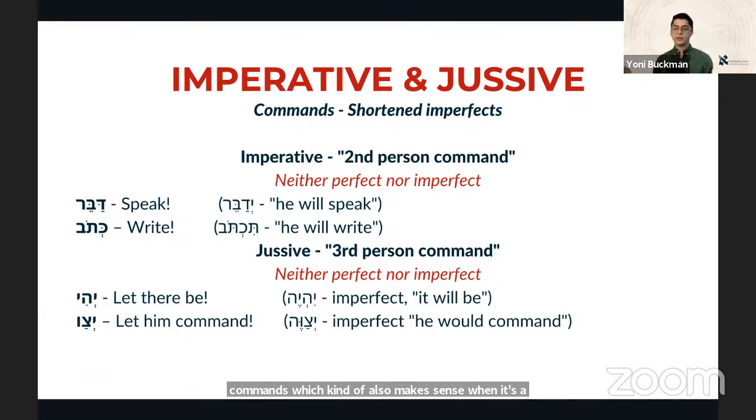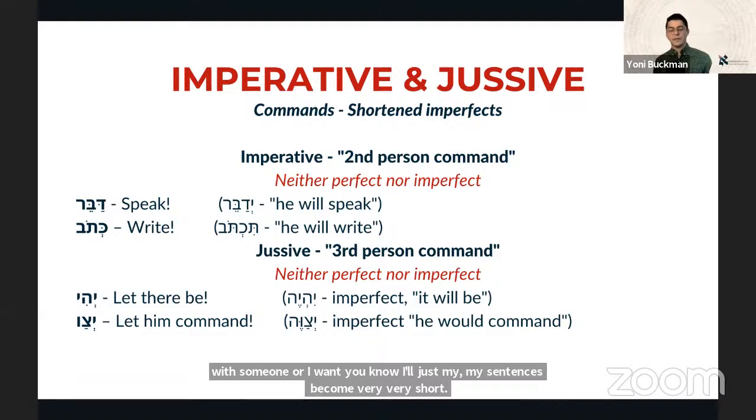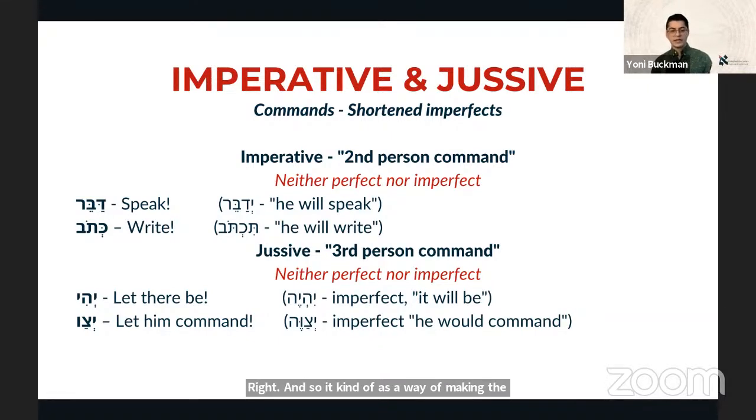And the way that you get these commands, which also makes sense when it's a command, is you take an imperfect, meaning something that is not yet complete or a future tense, and you shorten it for a command. And I think that shortening serves as that exclamation mark. I do this too. If I am really upset with someone, my sentences become very, very short. So it is a way of making the verb emphatic, is that you shorten it.